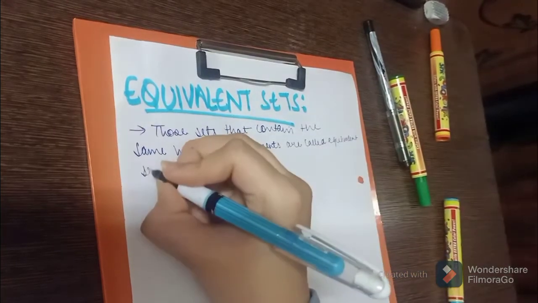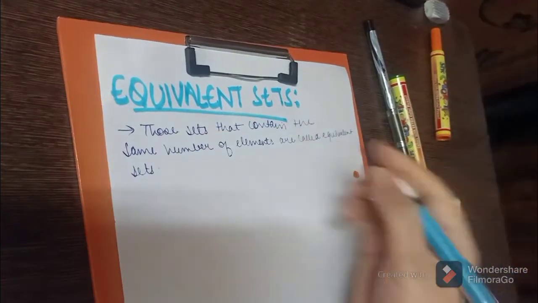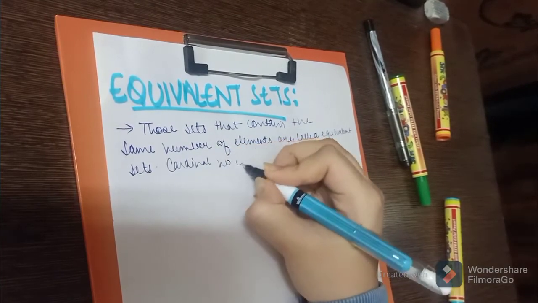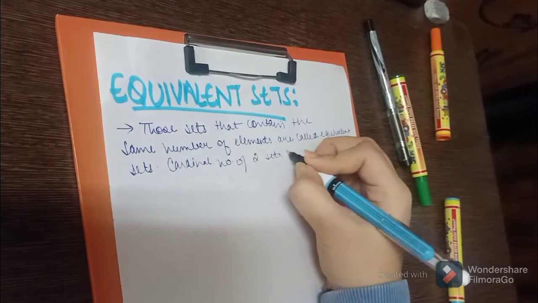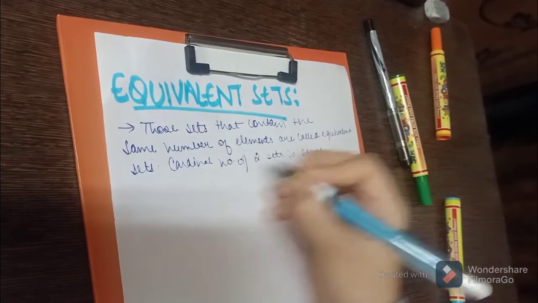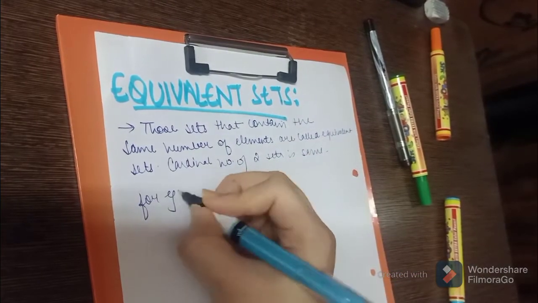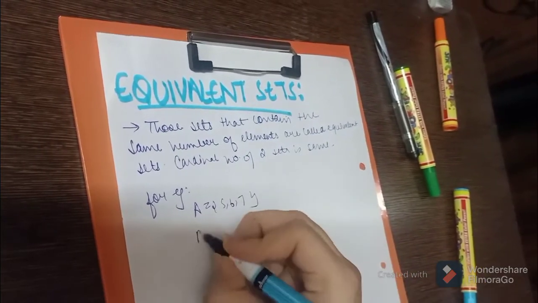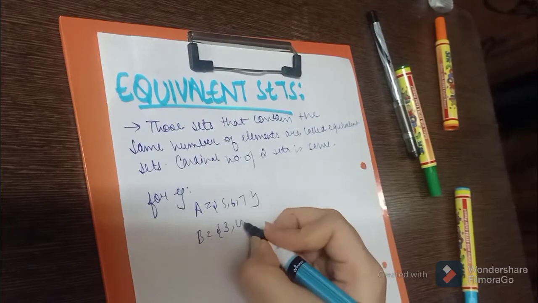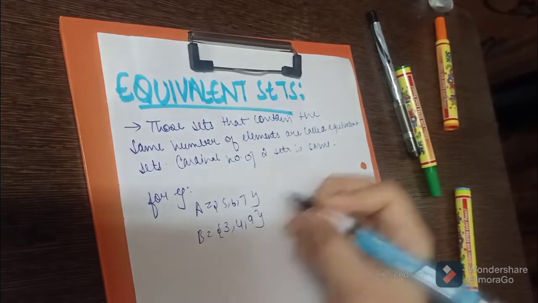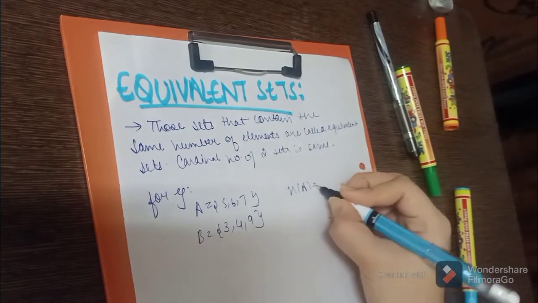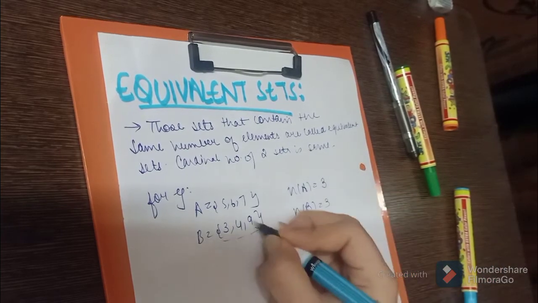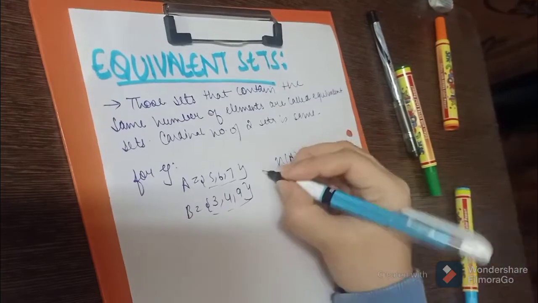Equivalent sets means the cardinal number is same. Basic thing you can write that the cardinal number of the two sets is same. Then you need to say that they are equivalent. For example, say A is 5, 6, 7 and set B is 3, 4 and 9. Now what is the cardinal number of A? Cardinal number of A is 3. Cardinal number of B is also 3. 1, 2, 3, 1, 2, 3. So the cardinal number is same.